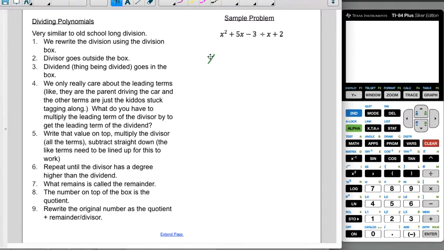So I'm going to write the divisor, the x plus 2, outside the box, and I'm going to write the x squared plus 5x minus 3 inside the box. Okay, check. Did it, did it, did it. Okay. Now, we only really care about the first term in each of these standard form polynomials.